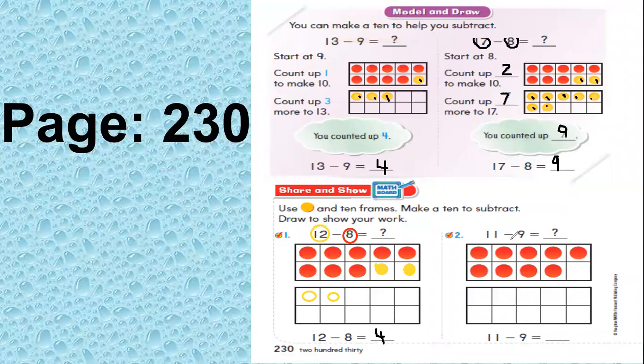Yes, so 11 minus 9. We are going to take 9 and they have already drawn the 9 counters. Now let's make it up to 11. So that makes 10 and 11. So how many more did you make it? Yes, you added 2 more. So 11 minus 9 equals 2. So write your answer 2.